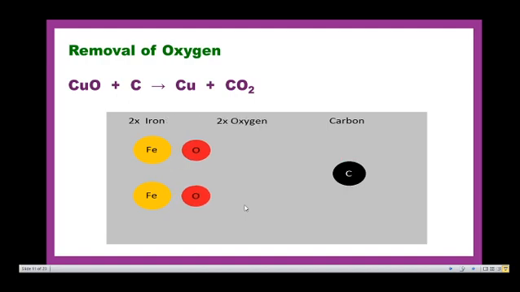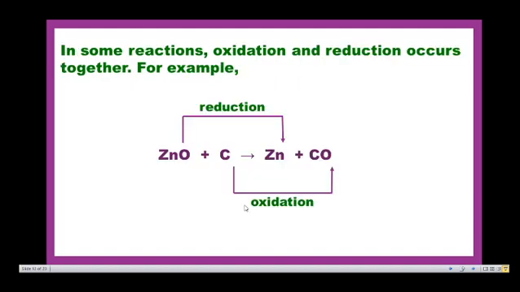In some reactions, both the oxidation and reduction occur together. Look at the example. Zinc oxide reacts with carbon, produces zinc and carbon monoxide. Zinc oxide turns into zinc, so oxygen is removed from zinc oxide. Therefore, it is a reduction reaction. And carbon turns into carbon monoxide, so oxygen is added to carbon. Therefore, oxidation. So zinc oxide is reduced to zinc, and carbon is oxidized to carbon monoxide. Both oxidation and reduction take place in the same reaction.